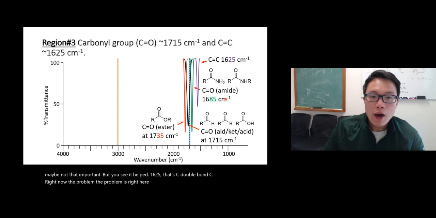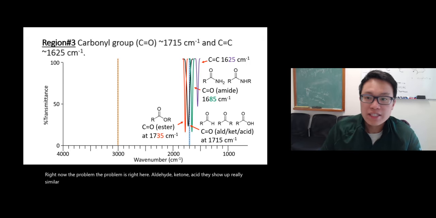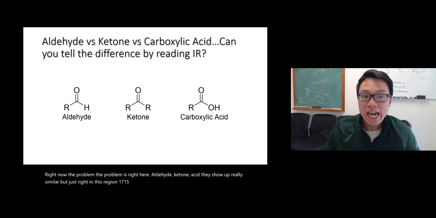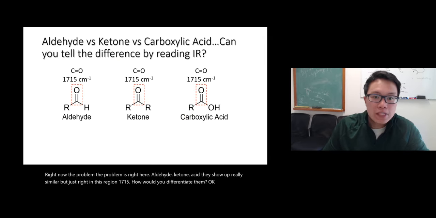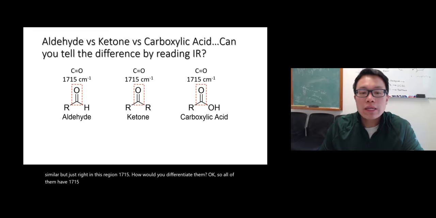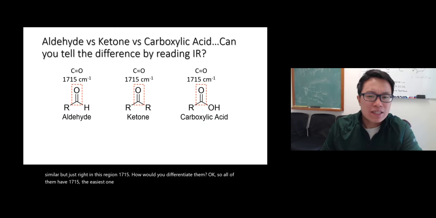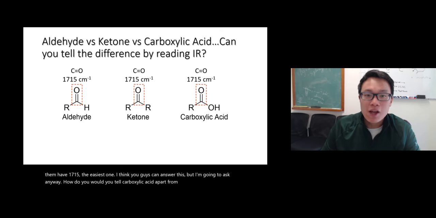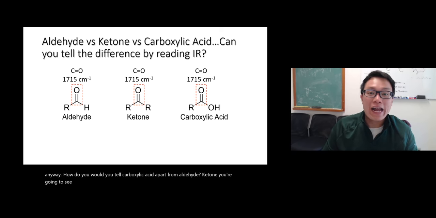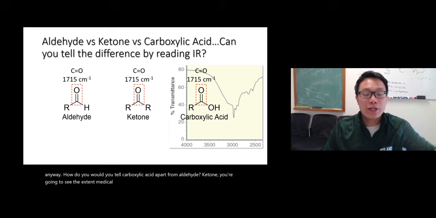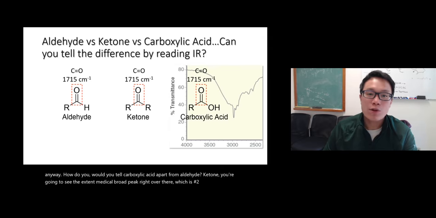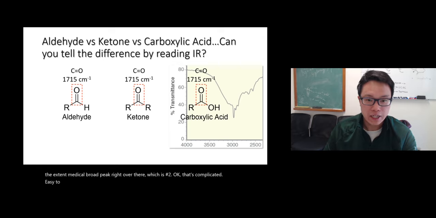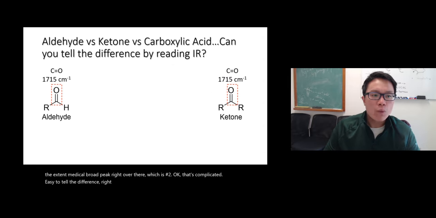Aldehyde, ketone, acid, they show up really similar, just right in this region, 1715. How would you differentiate them? Okay, so all of them have 1715. Well, the easiest one, I think you guys can answer this, but I'm going to ask anyway. How would you tell carboxylic acid apart from aldehyde and ketone? Well, you're going to see the asymmetrical broad peak right over there, region number 2. Okay, that's carboxylic acid. Easy to tell the difference. All right, that's it. Now, what about aldehyde and ketone? What's the difference in structure?